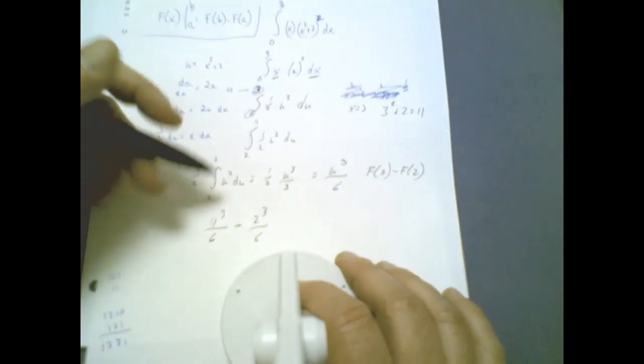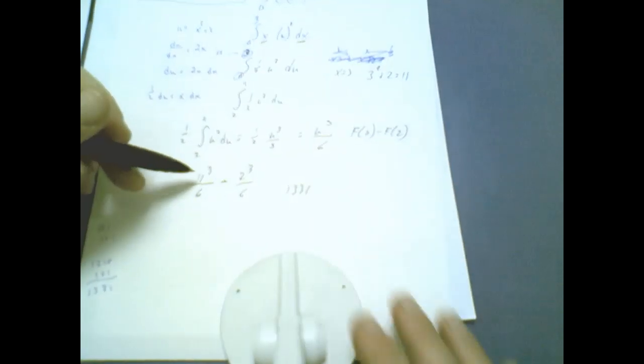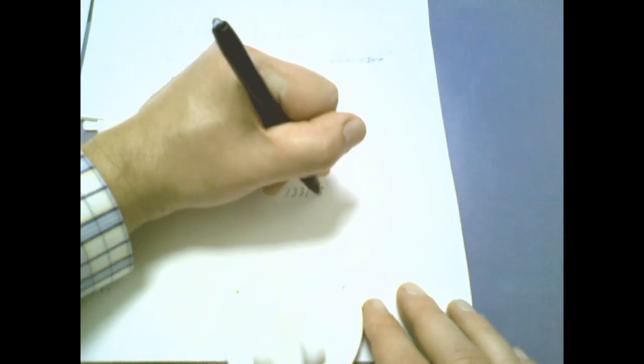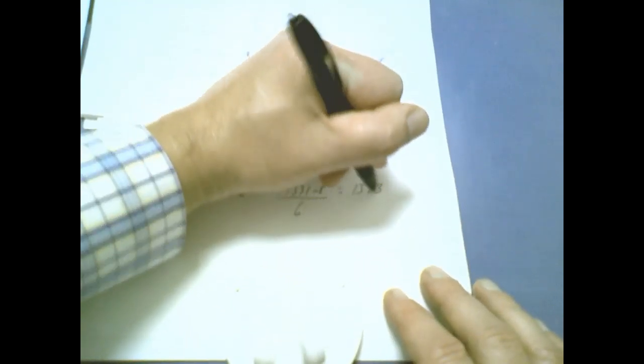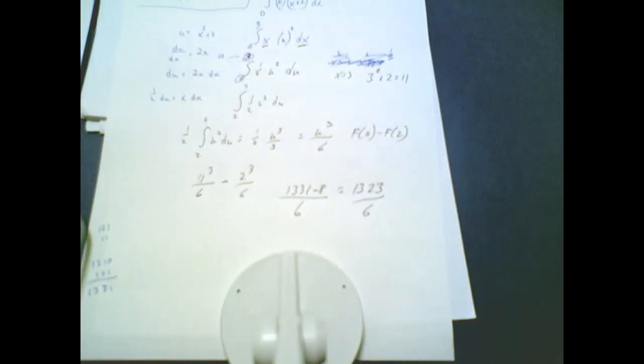And just to make it simple, we do this with our calculator, but 11 cubed is 1331 minus 8 over 6. And I'd have a real good answer, 1323 over 6. And again, we'd solve this with our calculator.